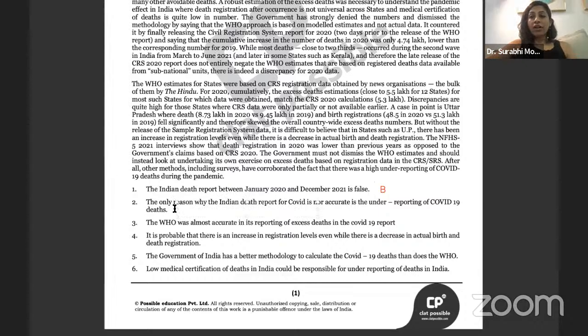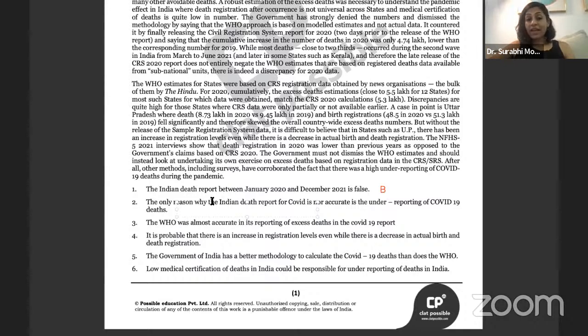Now, it's not as if the author has proven 100% that the WHO numbers are correct. The author is maintaining a stance that it's not necessary that the WHO numbers are incorrect. In fact, the author has shown a scenario in some states where the WHO numbers are almost correct based on calculations, right? So the chances of the death report given by India being false are higher than the chances of it being true, right? So the first answer is B, and it appears as if almost all of you got it correct.